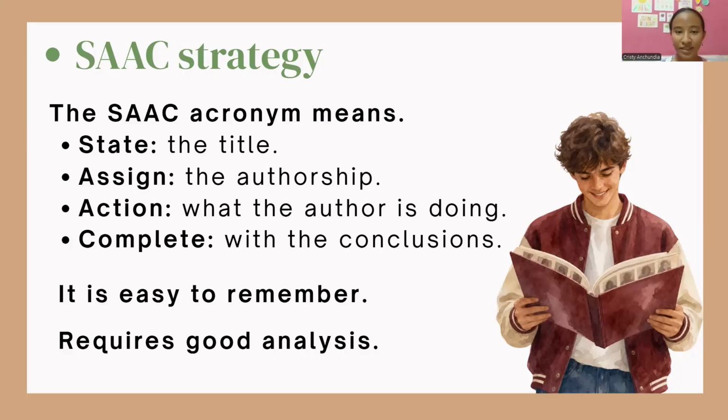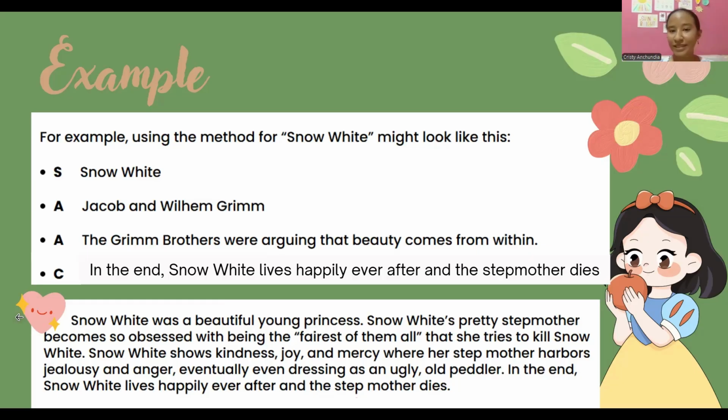Next, we have action. In this part, we should write about the whole process. It's like the content of the paper that we are summarizing. And finally, we have complete. Here, we should add the conclusions or the findings. This is an example with Snow White. We have the 4 steps: state, assign, action, and complete, and the final result.